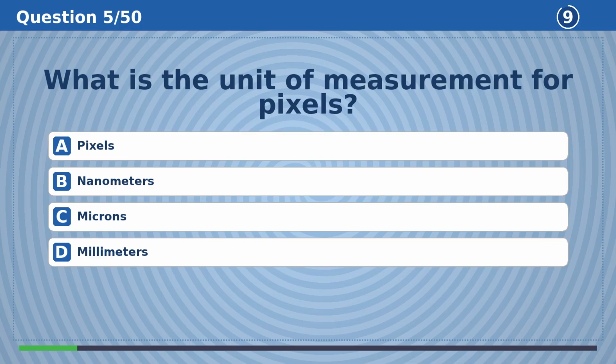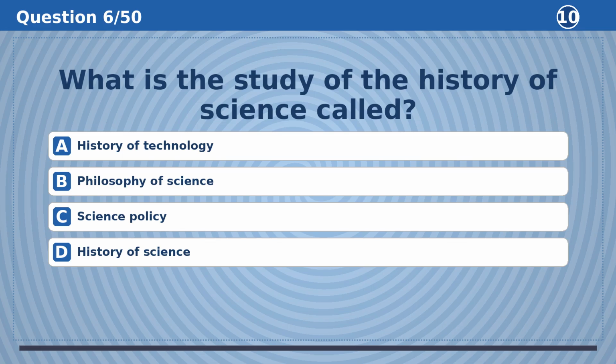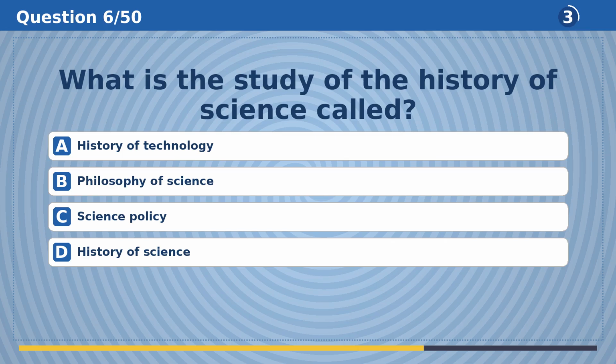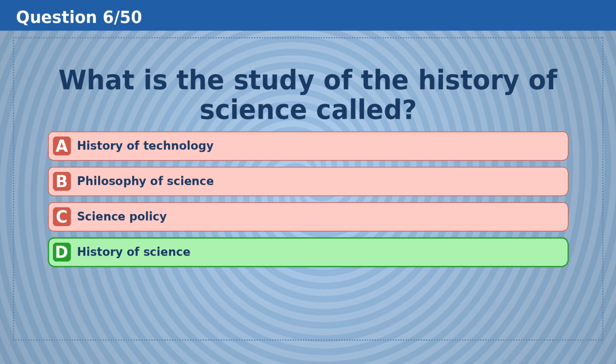What is the unit of measurement for pixels? The answer is A. Pixels. What is the study of the history of science called? The answer is D. History of science.